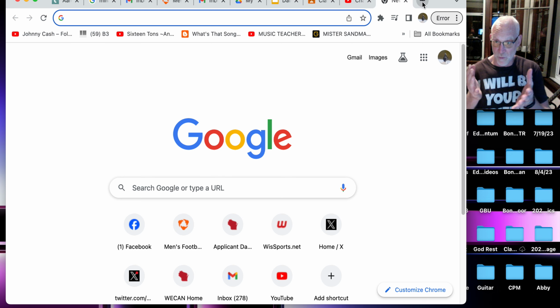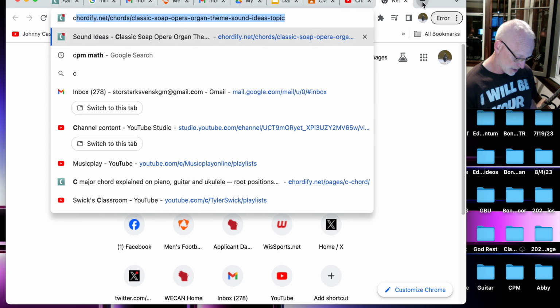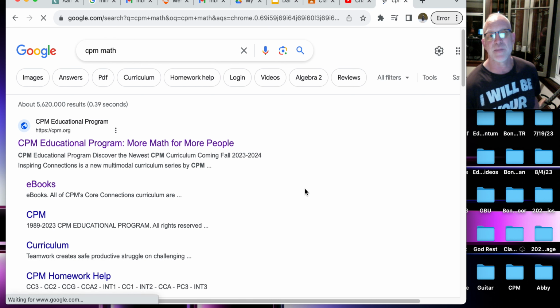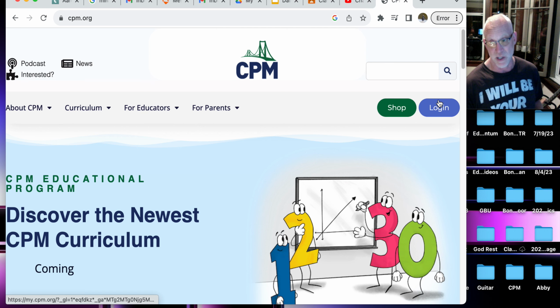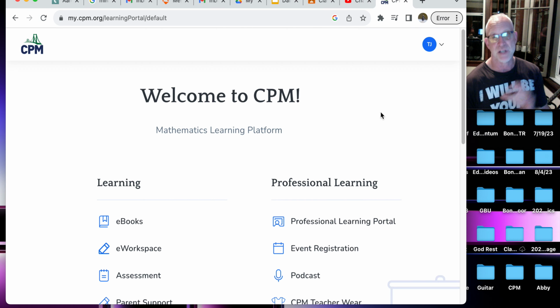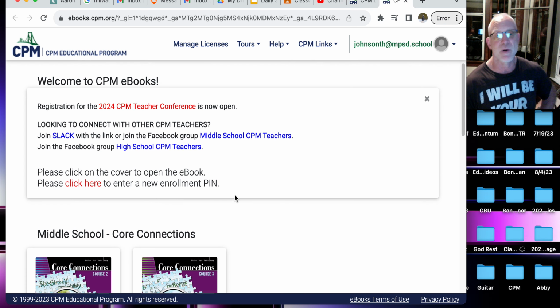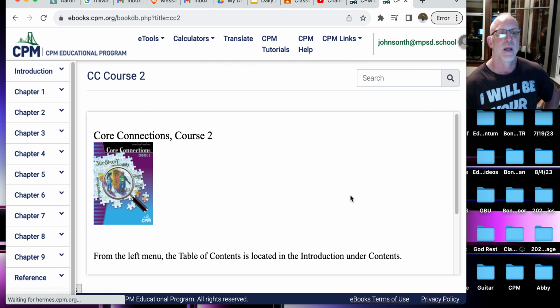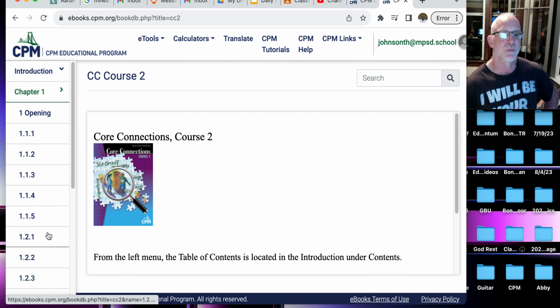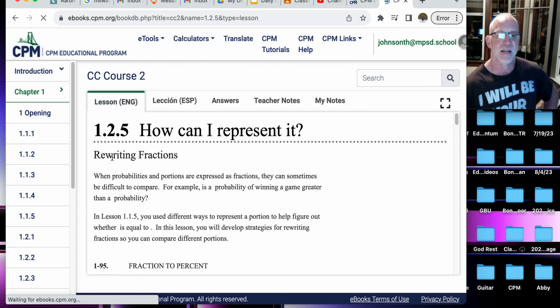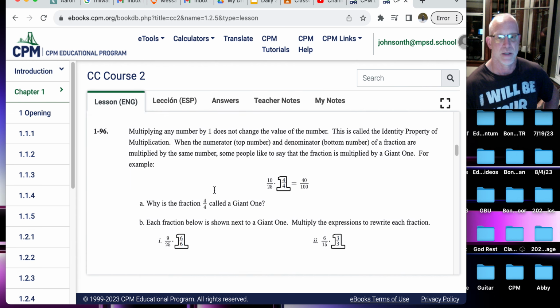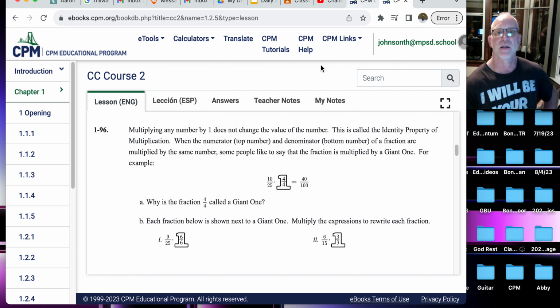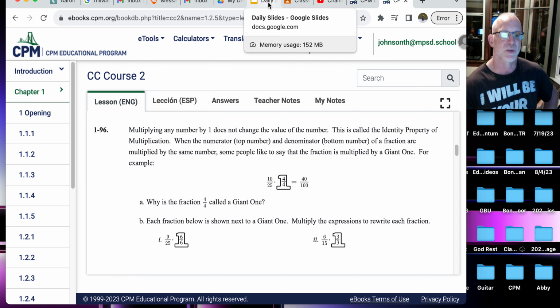So we have to remember how to get into our ebook. So we go into CPM Math. And then from there in CPM Math, I always find the one that says More Math for More People. And then we have to log in. You might have to log in twice. If there's a Google G, click on that. If you do not have your Chromebook, you may have to remember your username and password. I'm already in the ebook, so I'll get into course 2. And we are on chapter 1.2.5 today. Okay, good. So I'm going to mark this down. It's 1.2.5.